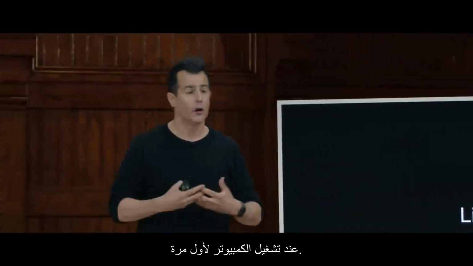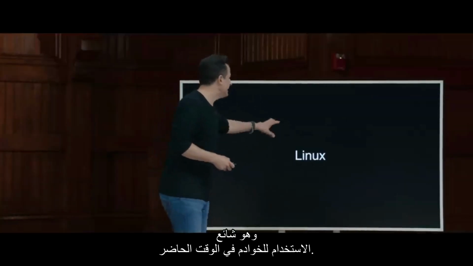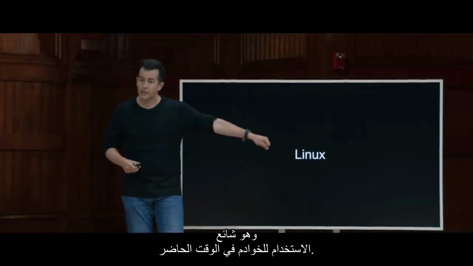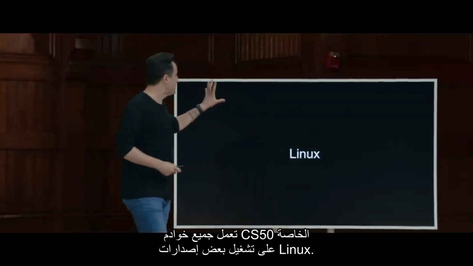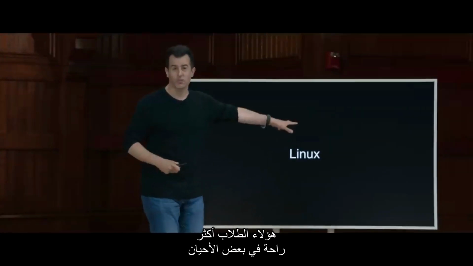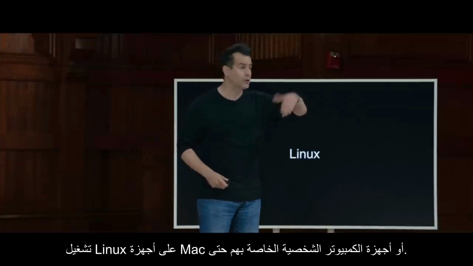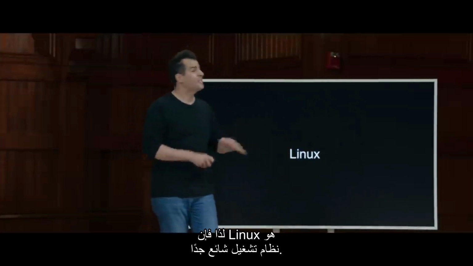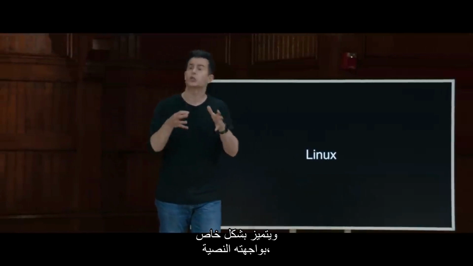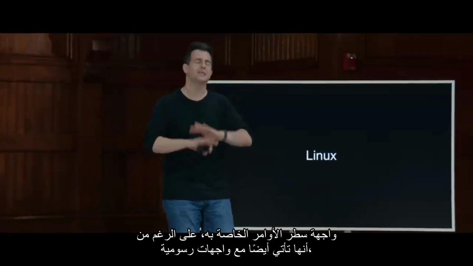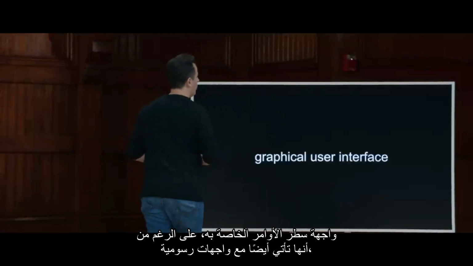So Linux is a very popular operating system, the thing that turns on, the thing that boots up when you first turn on a computer, and it's very commonly used for servers nowadays. All of CS50's own servers run some version of Linux. Those students more comfortable sometimes run Linux on their own Macs or PCs even. So Linux is a very popular operating system, and it's particularly characterized by its textual interface, its command line interface, even though it also comes with graphical ones as well.